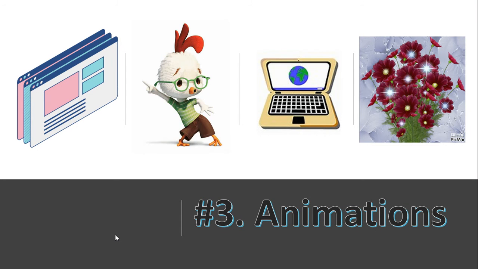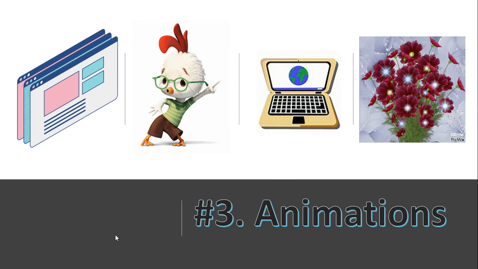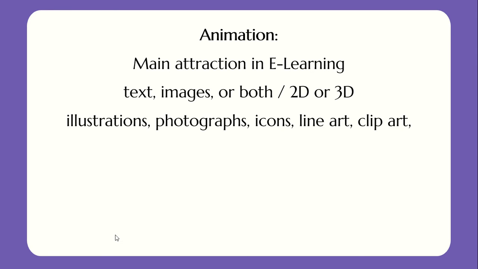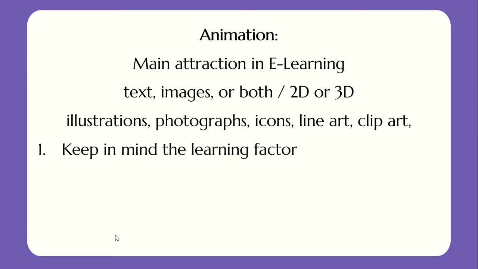Now let's have the third one, which is animations or motion images. Animations are the main attractions in e-learning. Animations can be based on text, images, or both. And they can also be in 2D or 3D. And here are some tips for the best use of animations in e-learning.